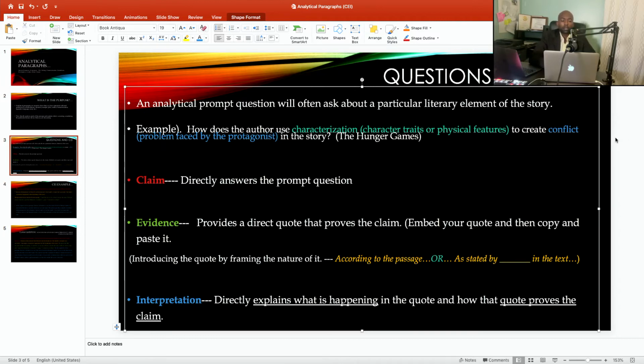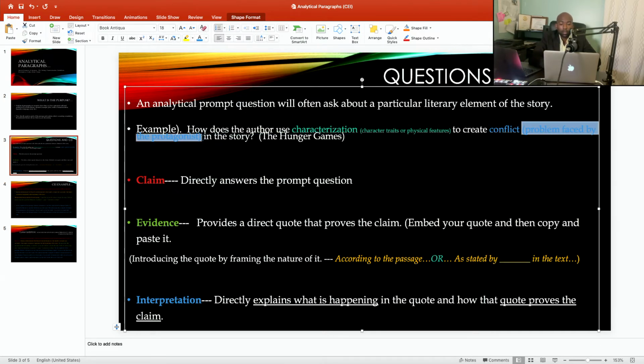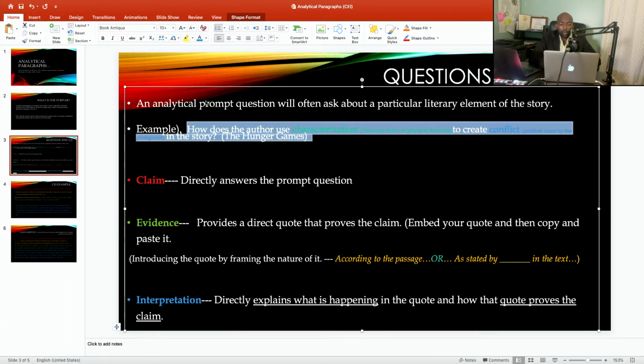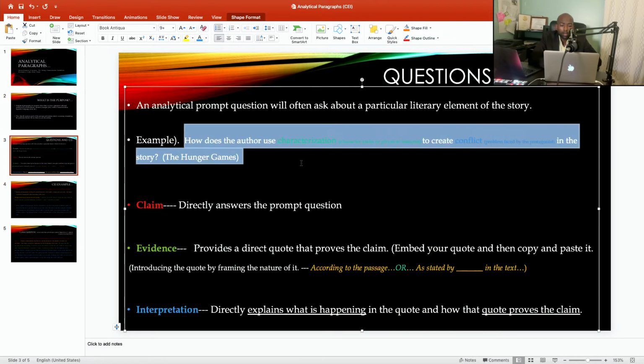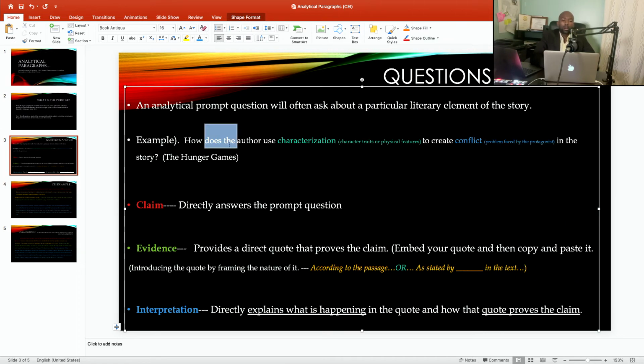Okay? And so let me make it smaller so it doesn't look so convoluted, or so technical. There we go. I just want it to be clear. And let's deal with the line spacing just a little bit. All right, there we go. How does the author use characterization to create conflict in the story? Okay.